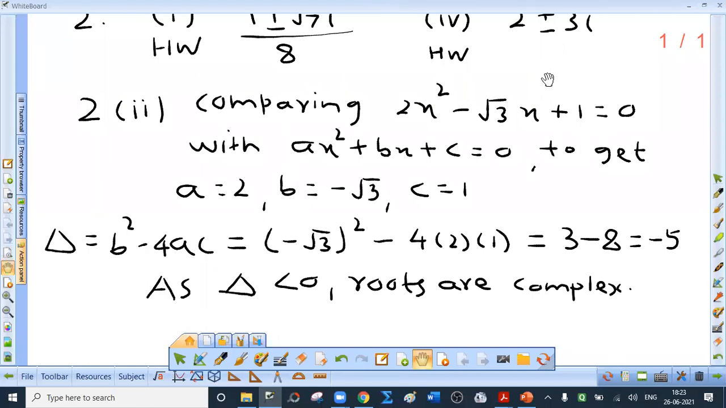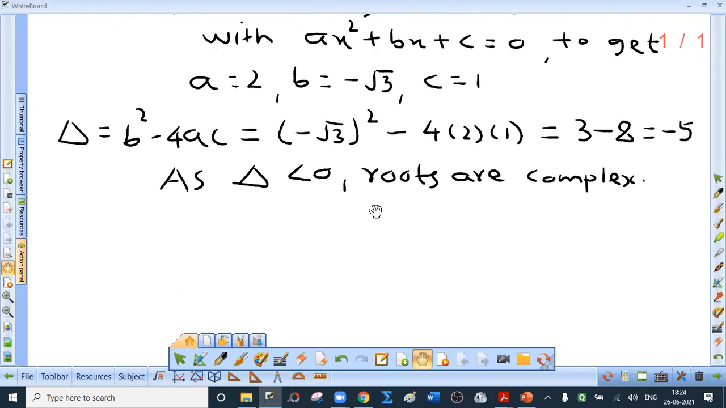Second sum, you have to write comparing given equation 2x square minus root 3x plus 1 equal to 0 with standard equation ax square plus bx plus c equal to 0 to get a equal to 2, b equal to minus root 3, c equal to 1. Then discriminant delta is, now you may ask, is it necessary to find delta separately? Actually, it is not. You can directly write the formula and substitute the values. For that also you will get full marks, because we are asked to solve the quadratic equation. We are not asked to comment on the nature of the roots. Still, I have obtained delta minus 5. So roots are complex.